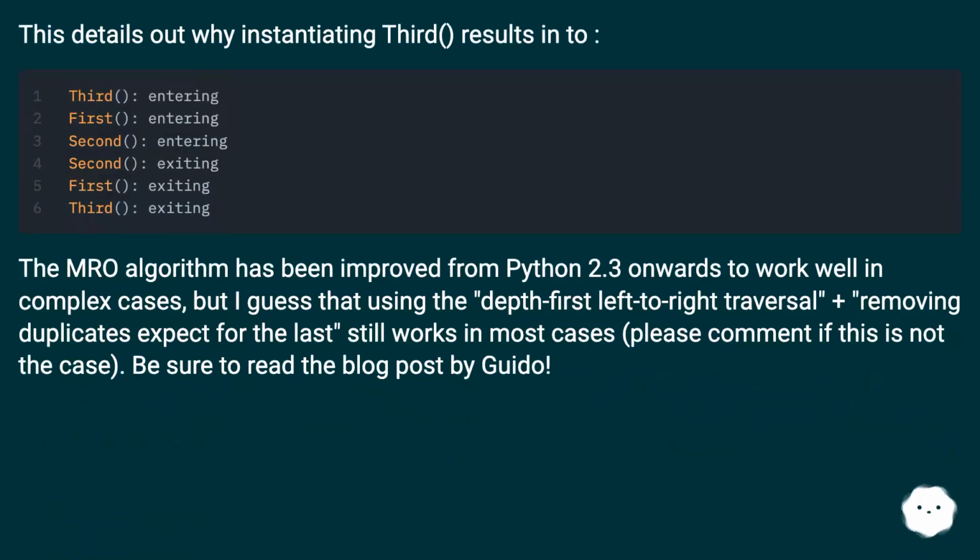This details out why instantiating Third results in this output. The MRO algorithm has been improved from Python 2.3 onwards to work well in complex cases, but I guess that using the depth first left to right traversal plus removing duplicates except for the last still works in most cases. Please comment if this is not the case. Be sure to read the blog post by Guido.